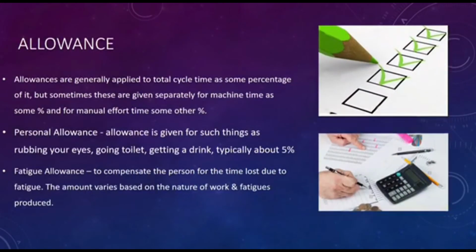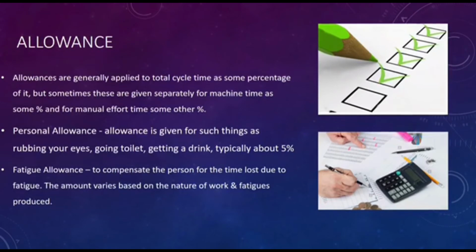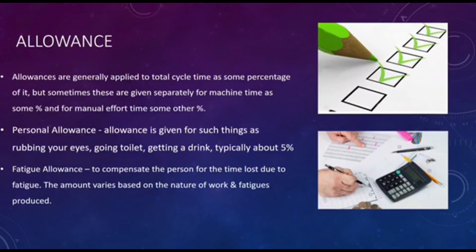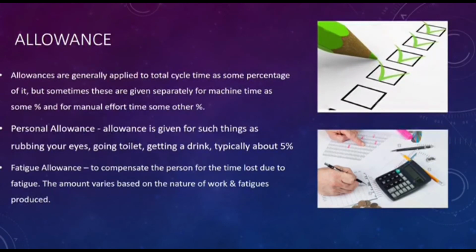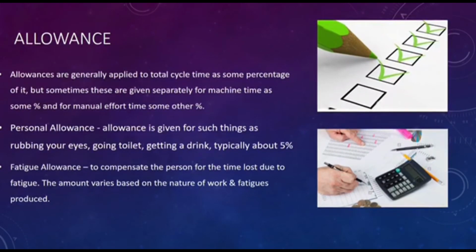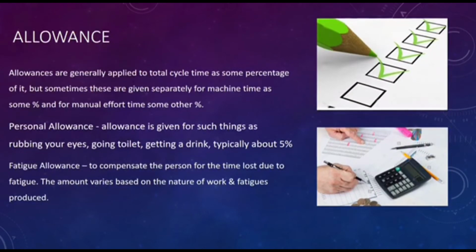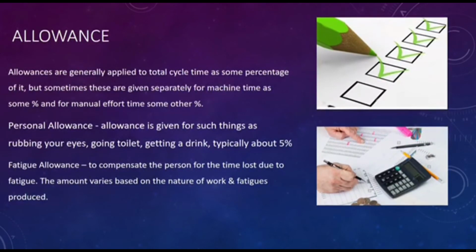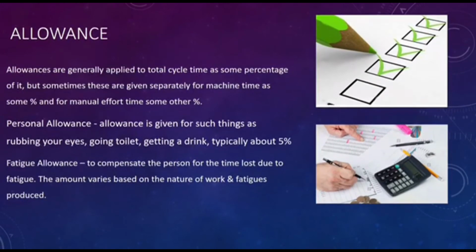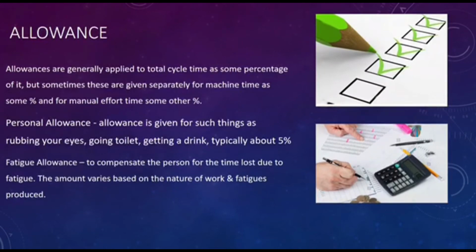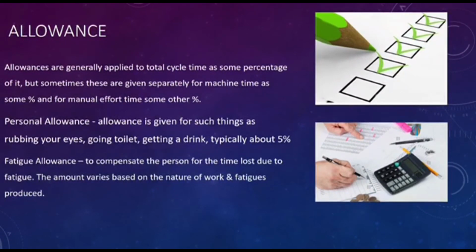Allowances are generally applied to total cycle time as some percentage of it, but sometimes these are given separately for machine time as some percent and for manual effort time as some other percent. Basically, the allowance is given for a certain process. For example, for a machine, how much the allowance should be.